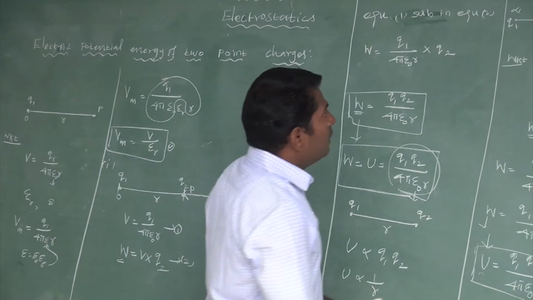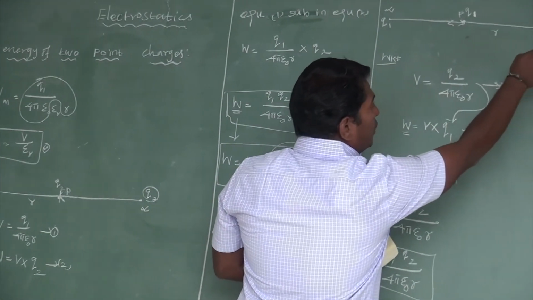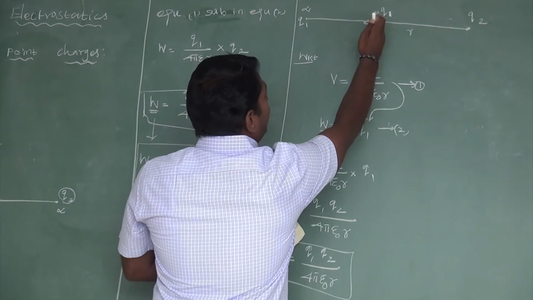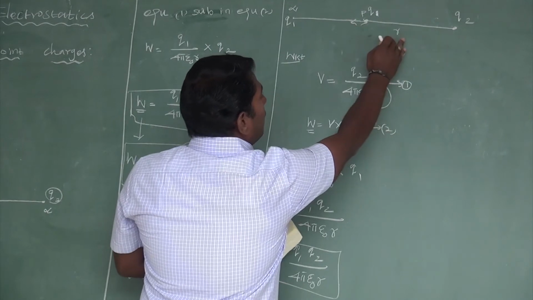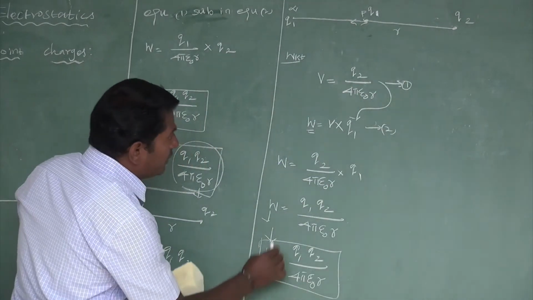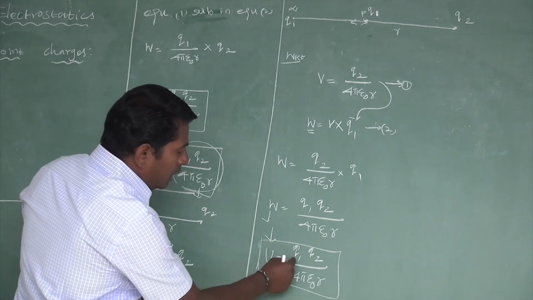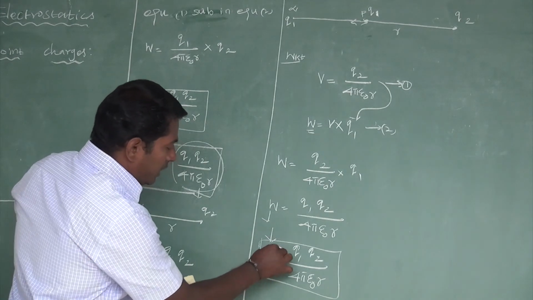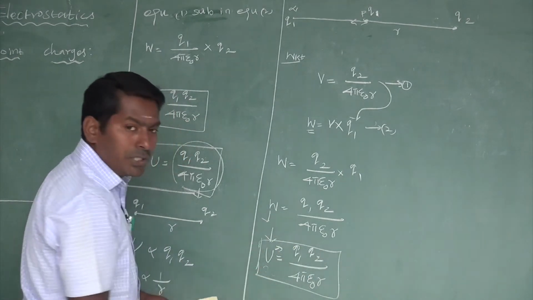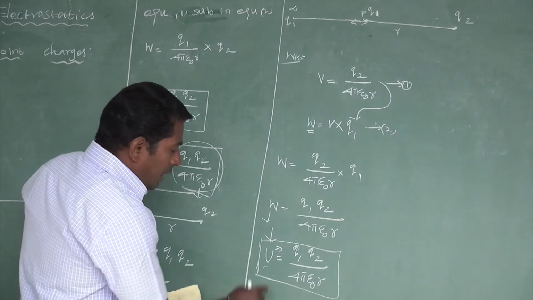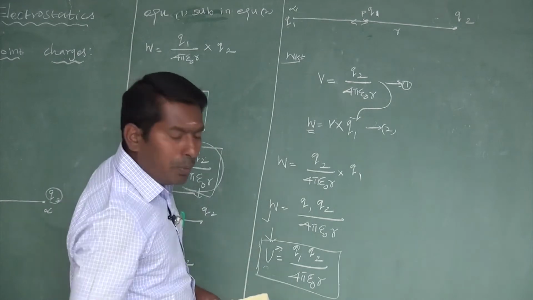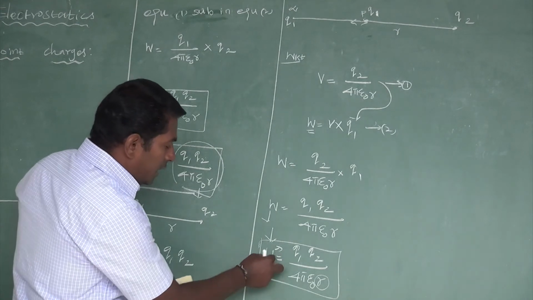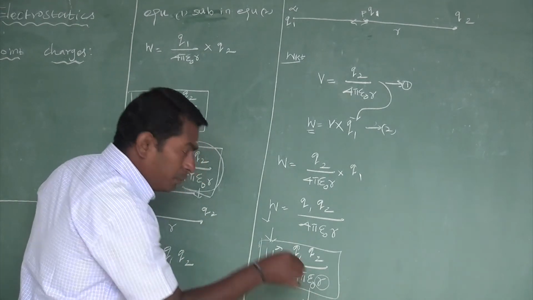But in the second case, the Q2 point charge is kept at the same location, but the Q1 point charge is moved from infinity to that point P through a distance r, with the same amount of electrostatic potential energy between two point charges, U equals Q1 Q2 divided by 4 pi epsilon naught r. So in this case also, the electrostatic potential energy is directly proportional to the product of the point charges, inversely proportional to the distance of separation between the two point charges, and also depends upon the medium.